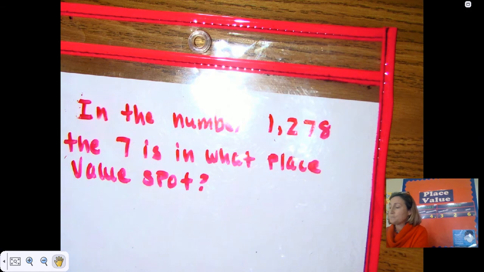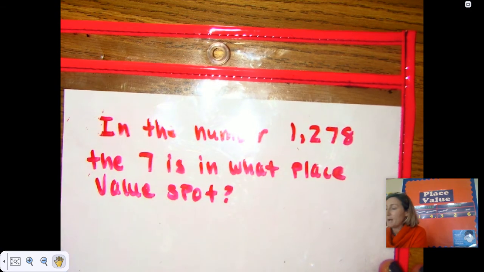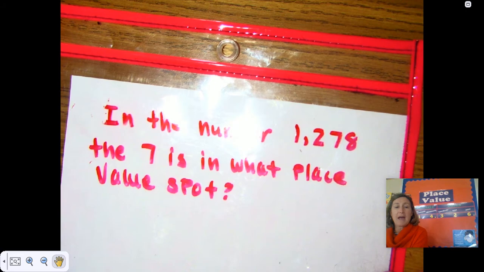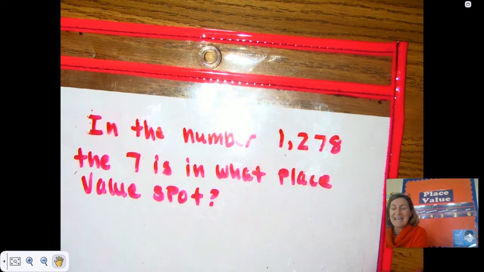Okay, now we're going to be moving on. Now that you had a little refresher on rounding, we're going to be talking about finding a number, and it is asking you what place value spot that it is in. So a place value spot would be ones, tens, hundreds, thousands, 10,000, 100,000. That is a place value spot on our place value chart. What place value spot does it come in? So your answer is going to be ones, tens, hundreds, thousands, 10,000s, or 100,000s.